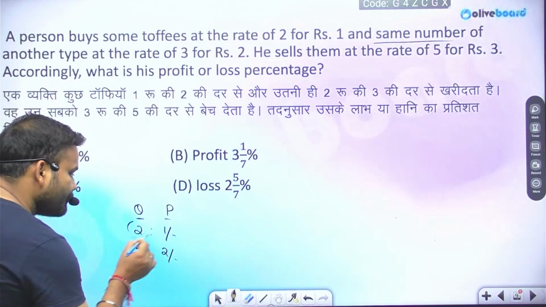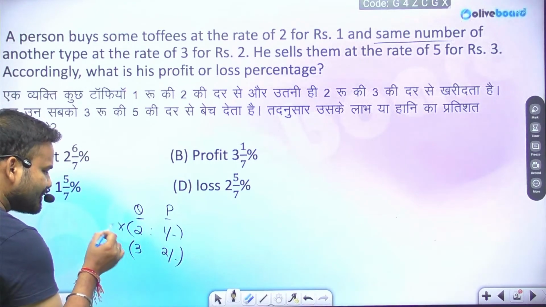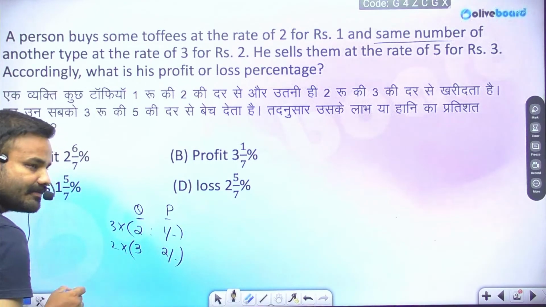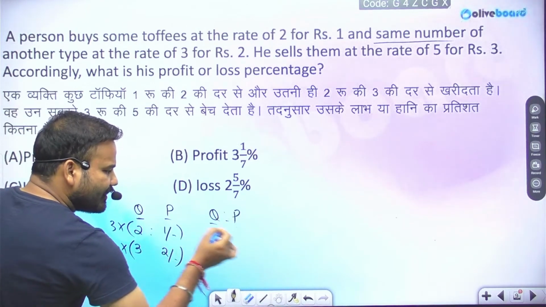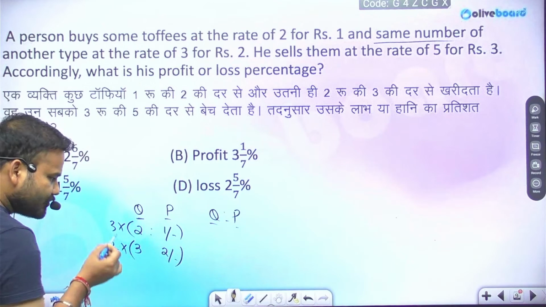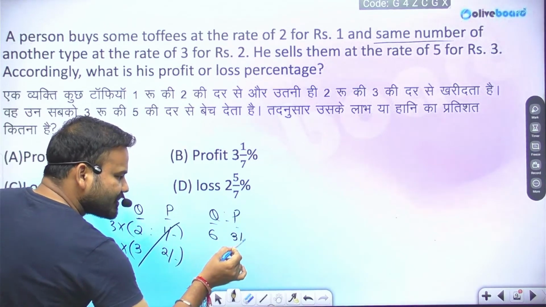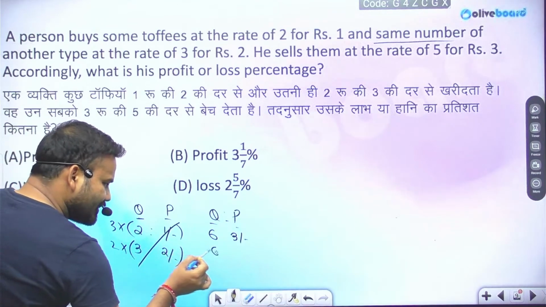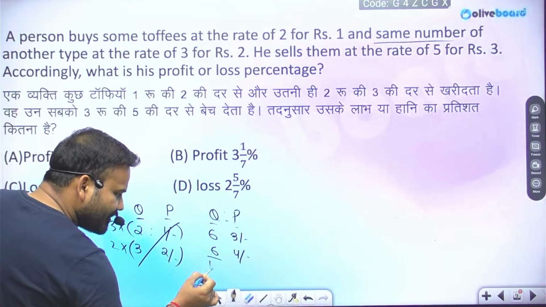So the moment I got to know that the same article was there, making the article same, that is 3 and 2, make the article same, that means he has bought, this is quantity and price. I'm doing it in the next diagram. So for every 6 articles he had paid 3 rupees in the first case, and for every 6 articles he had paid how much? That is 4 rupees.